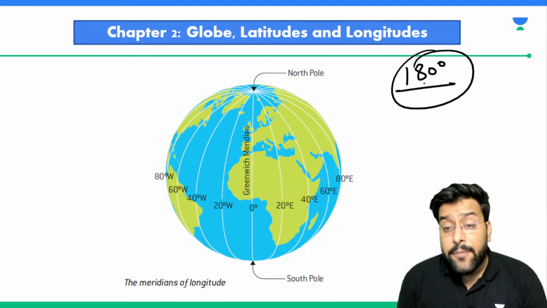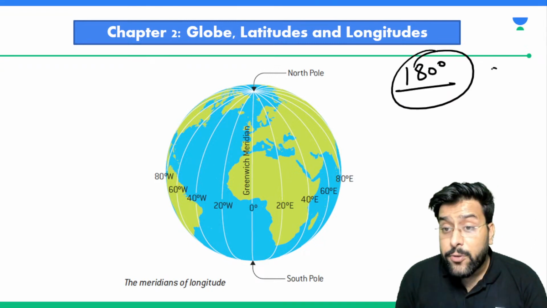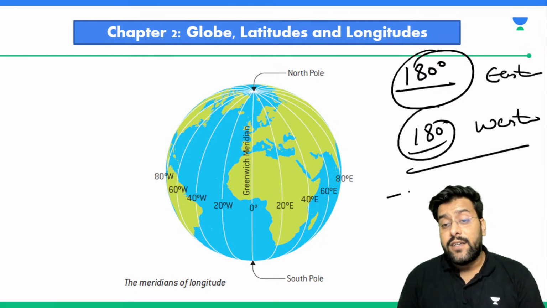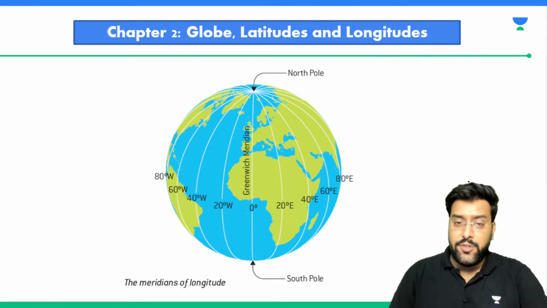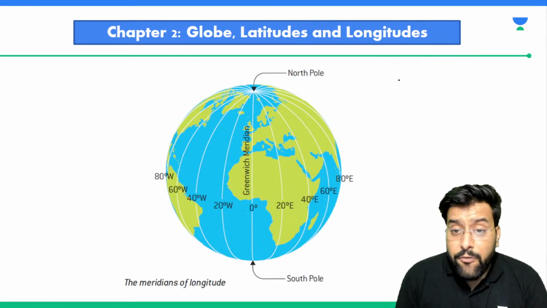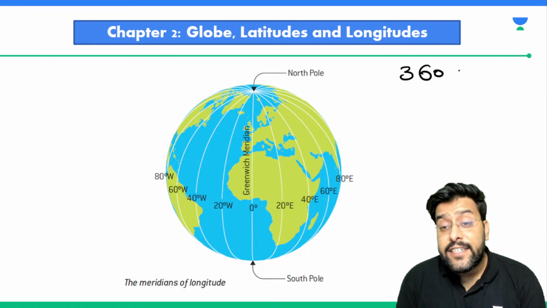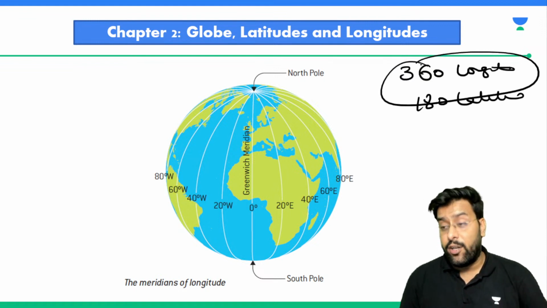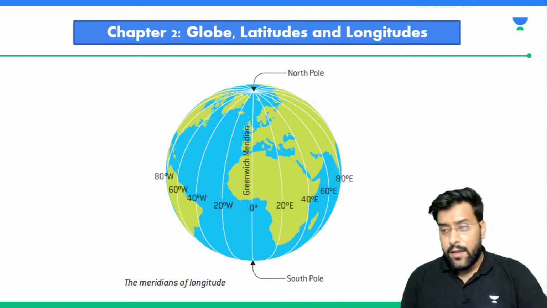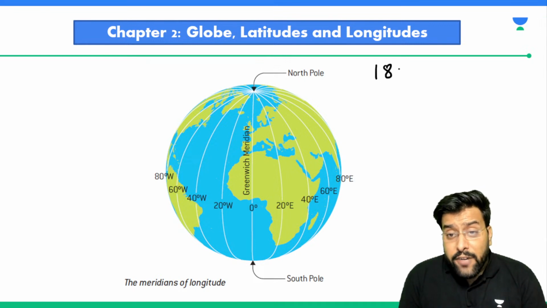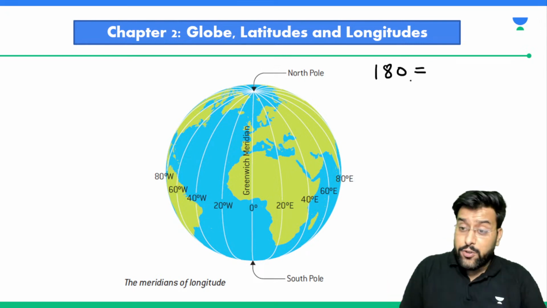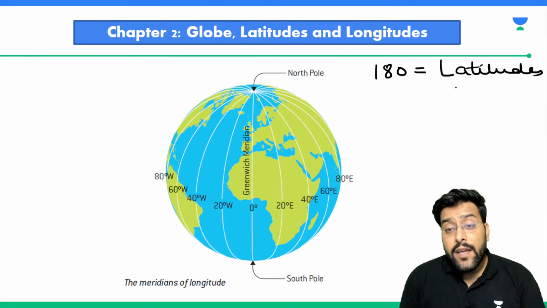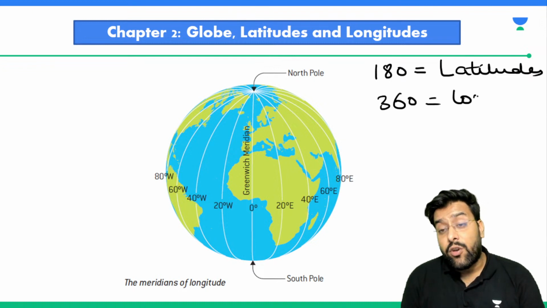See, 180 longitudes, let me correct myself, 180 longitudes are on the eastern side and 180 longitudes are on the western side. Let me explain it, I got a bit confused. So what is happening here is, we have a total of 360 longitudes. We need to remember, sir, we have 180 latitudes and 360 longitudes. Don't ever forget, don't ever get confused, because as you saw, I also got confused. Sir, 180 are latitudes and 360 are our longitudes.